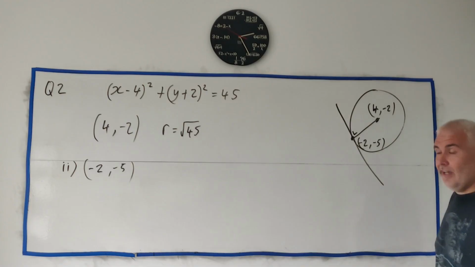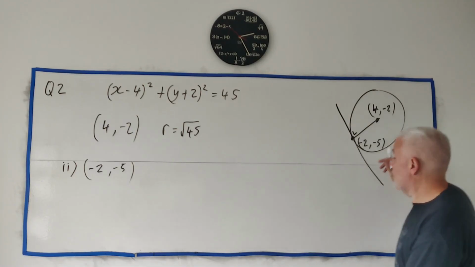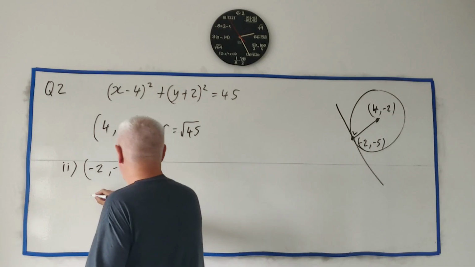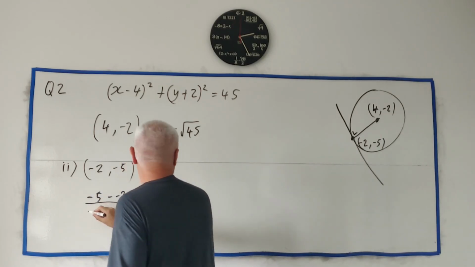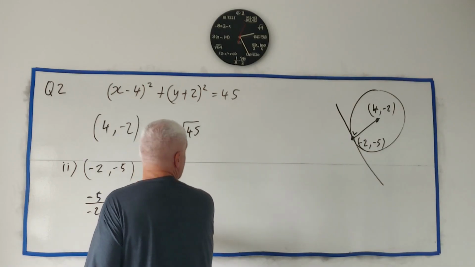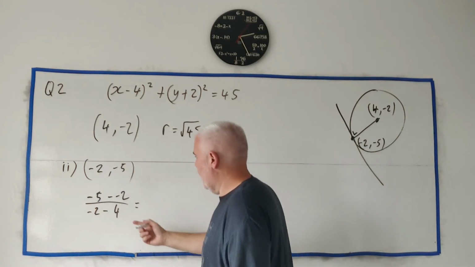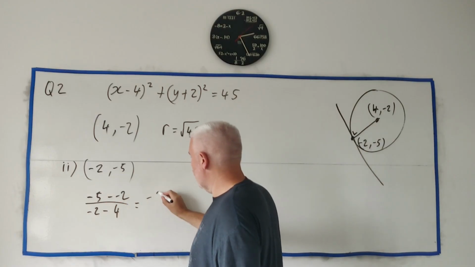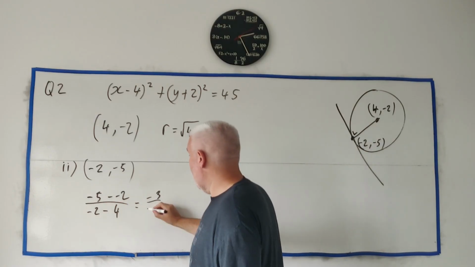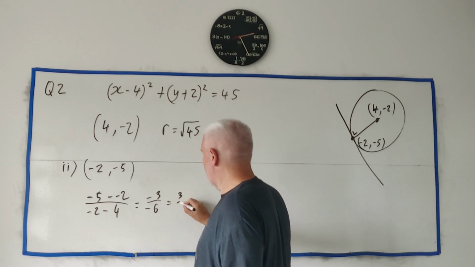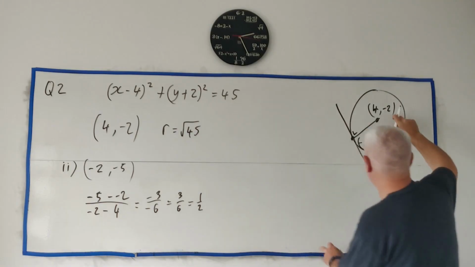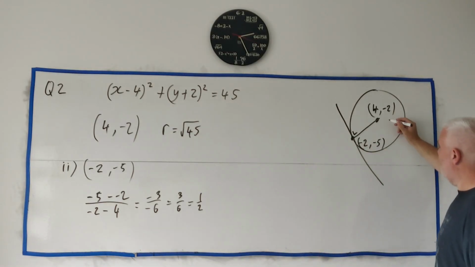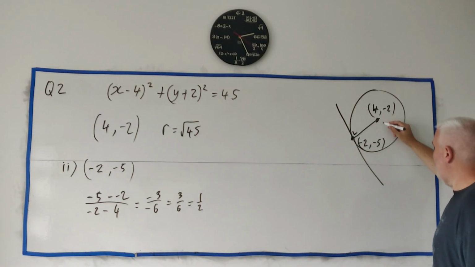We have a formula for the slope. Let me just use these here. It's minus 5 minus 2 divided by minus 2 minus 4. So the slope here is minus 5 plus 2, that's minus 3, and minus 6. Equals 3 over 6, equals 1 over 2. That's the slope of this line here. Let's call it M1 equals a half.